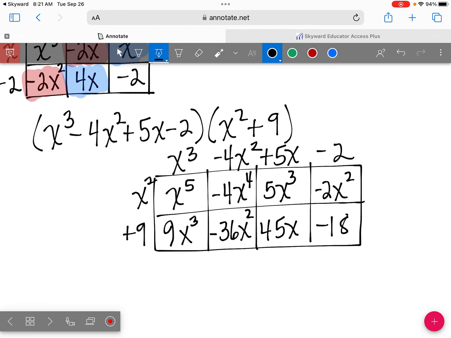Okay, let me take a moment, make sure I didn't drop the ball anywhere. So we got x to the 5th, negative 4x to the 4th, 5x cubed, negative 2x squared in the bottom row. Okay, so now we're going to look for like terms. So I see that I have these two x cubes. They can be added together. And I have these 2 x squared. Everybody else doesn't have a friend.